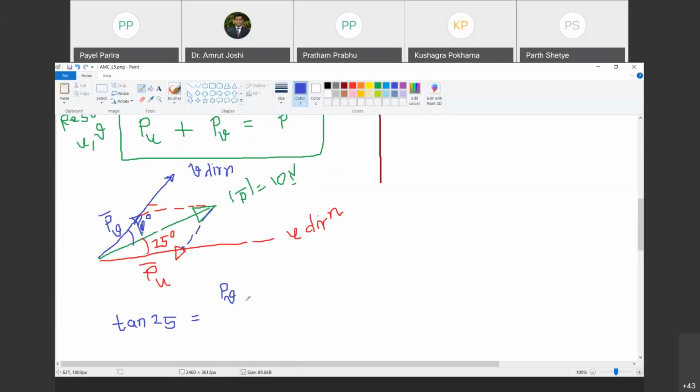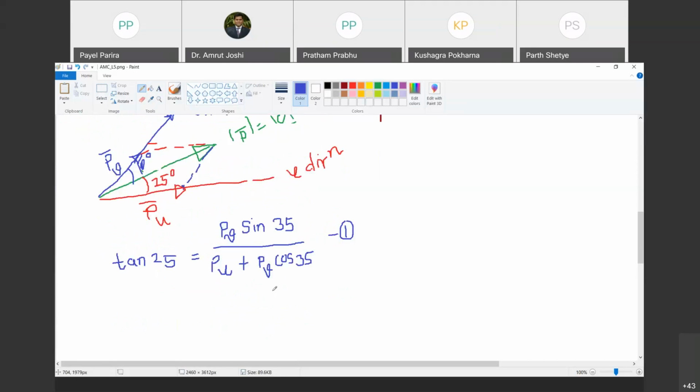PV sin theta, where theta is the angle between U and V directions. So sine 35. Am I right? Yes, sir. Sine 35 divided by PU, I am sorry, PU plus PV cos 35. Did you get this one equation? Yes, sir. Now let us simplify this equation. In this, we will club the terms of PV together and terms of PU together.